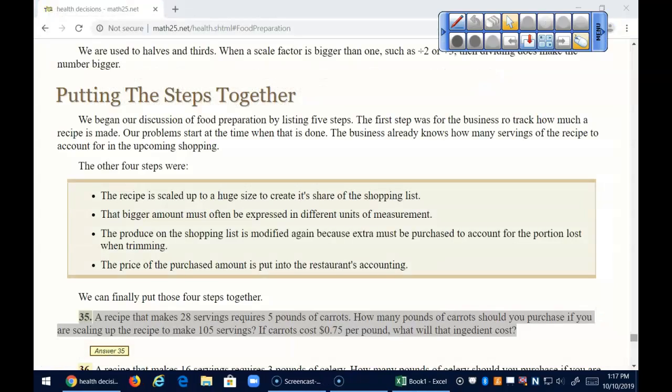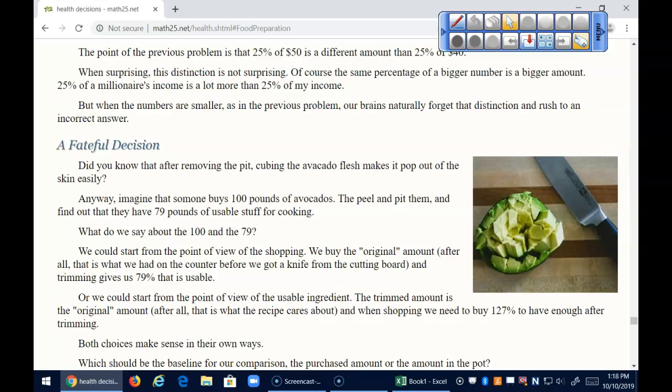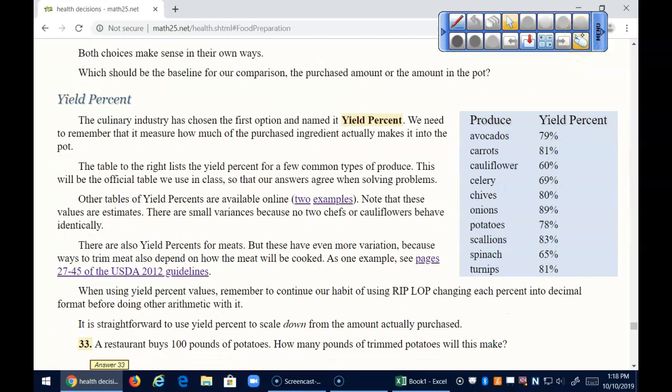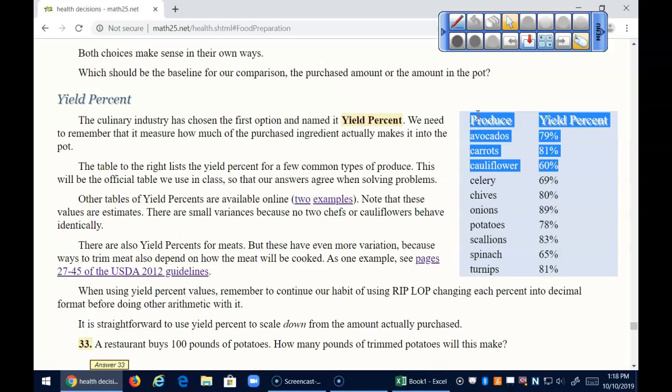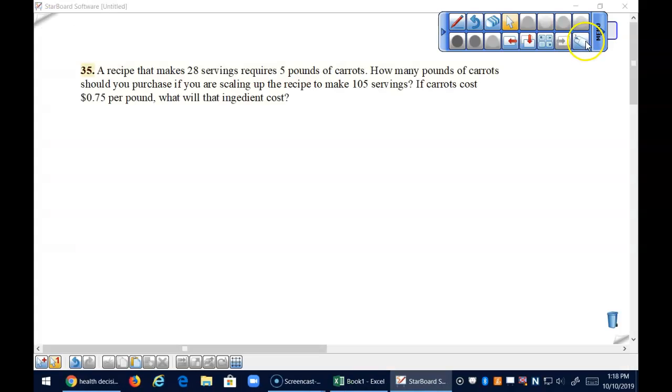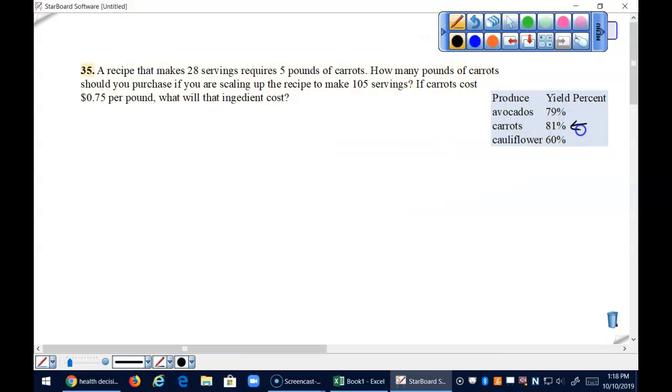So I have to go back. Here. Come on. There we go. There's carrots. Yield percent for carrots. So there we go. Carrots are 81%. Okay, now we're ready to start. So first, we're going to scale the recipe.